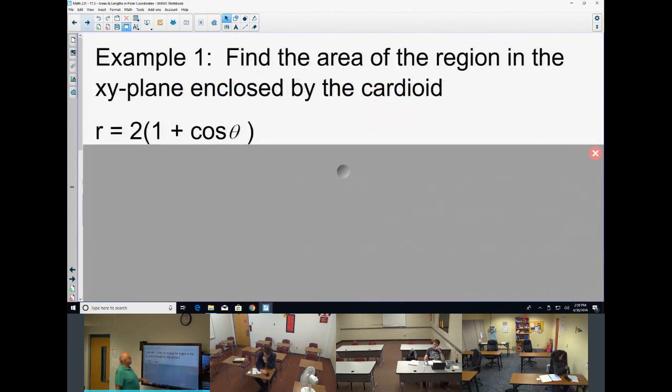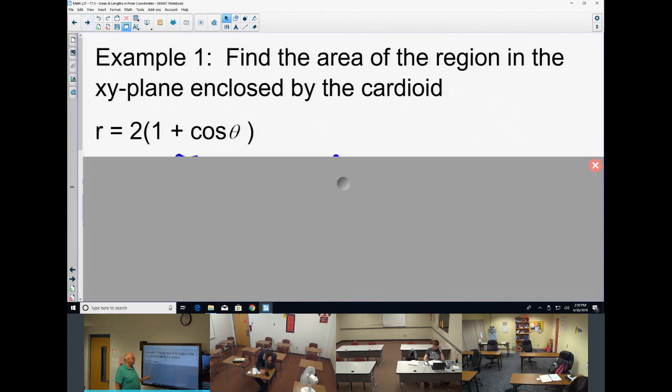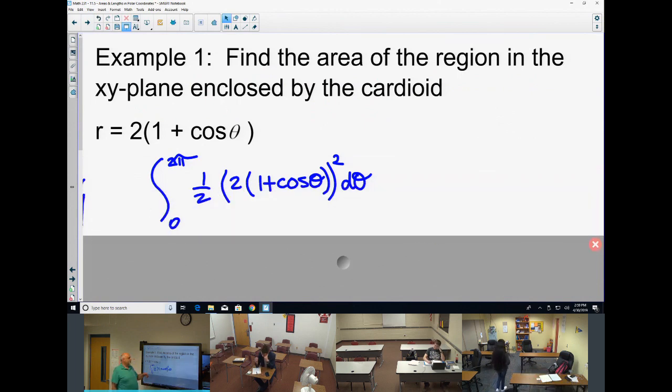So it says find the area of the region in the xy plane enclosed by the cardioid, r equals 2 times 1 plus cosine theta. All right, so if you go all the way around the circle, that would be from 0 to 2 pi. And so usually those are going to be the limits of integration, but sometimes it's helpful to actually graph it and see that maybe you can use symmetry or something like that. But for ease of this, I'm just going to go from 0 to 2 pi, and then it's 1/2 of whatever r is squared. Okay.